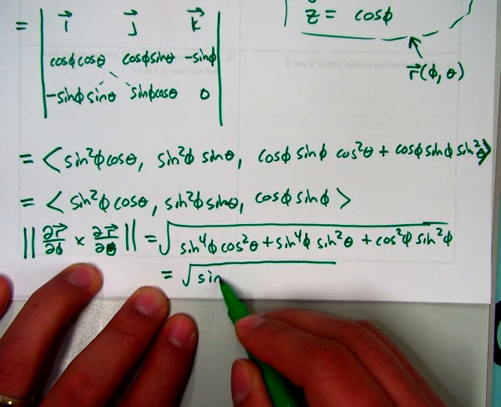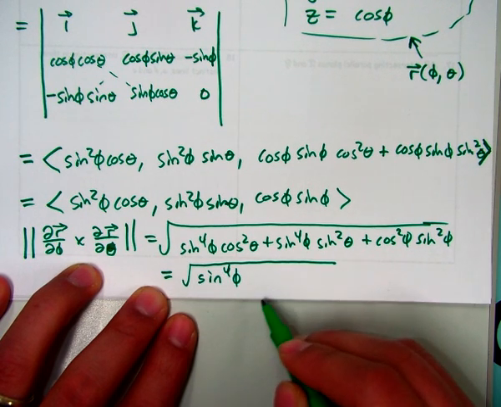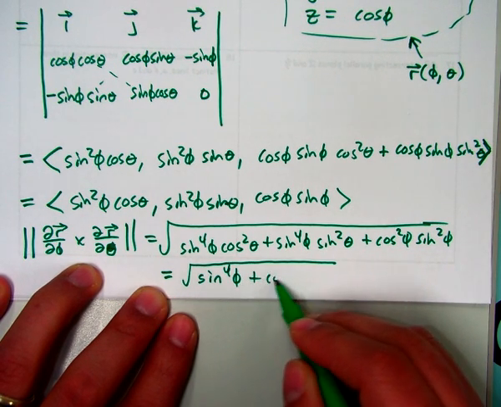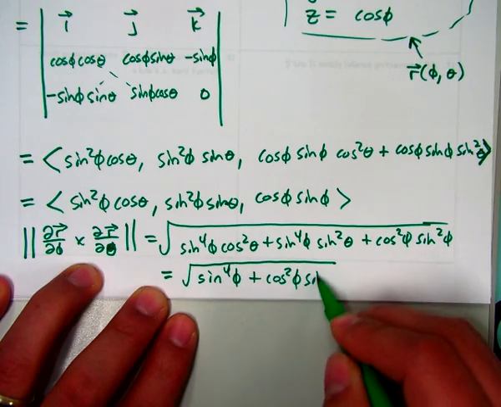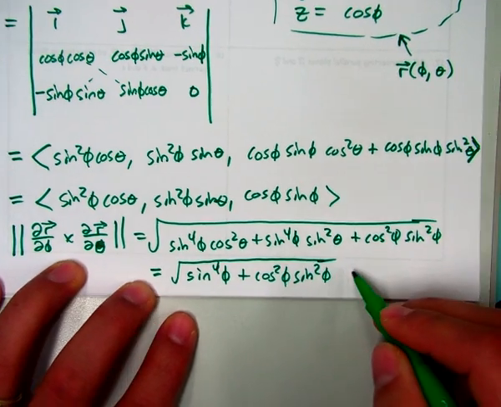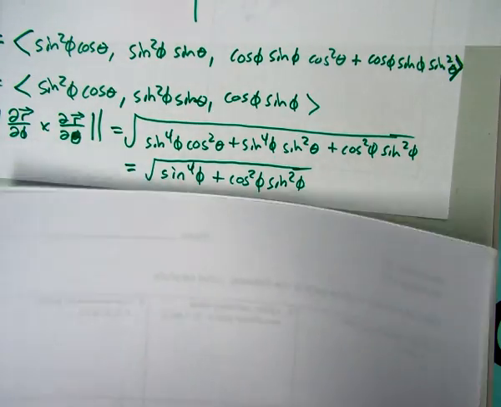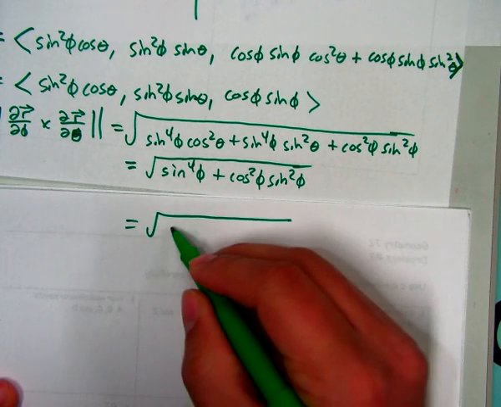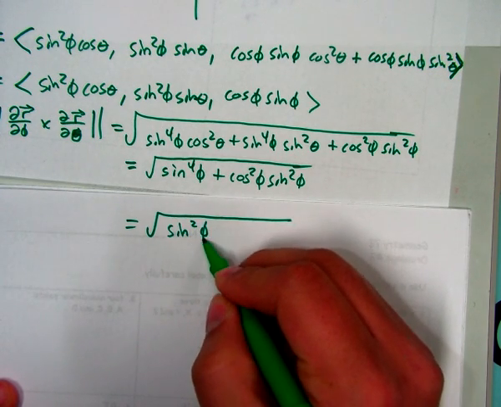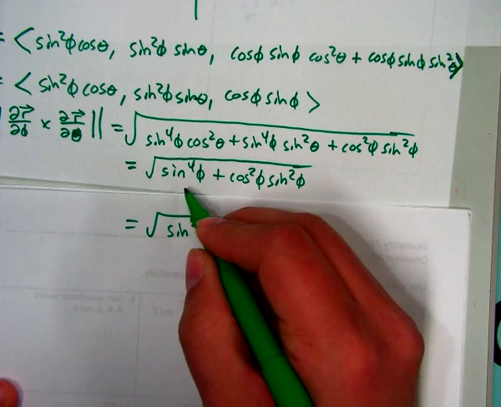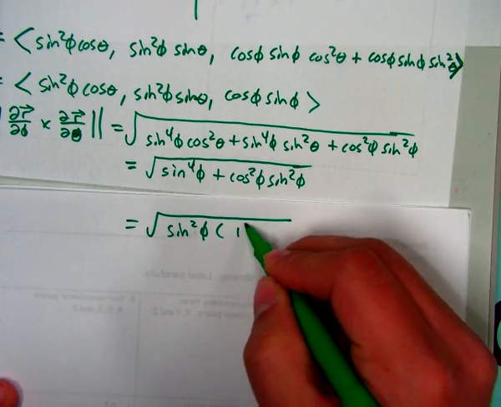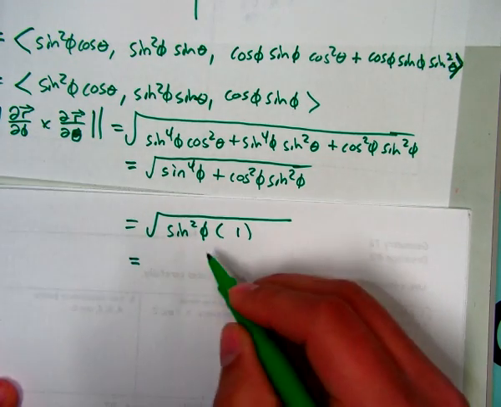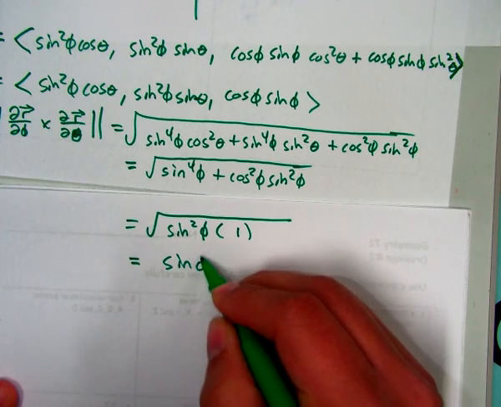This becomes sine to the fourth phi plus cosine squared phi sine squared phi, which I could still factor a little more. We can take out sine squared phi, leaving behind sine squared phi plus cosine squared phi. So then this is just going to be sine phi.